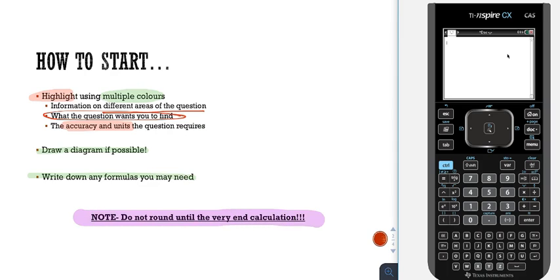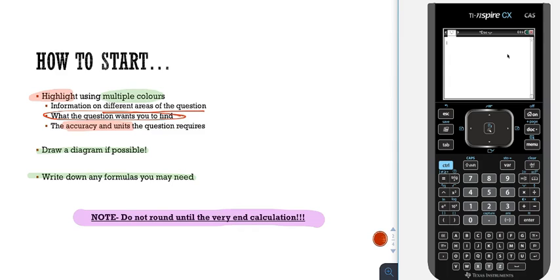Please note this bottom point. Do not round until the very end calculation. If you're doing a calculation or multiple calculations where you're using prior working, you need to use exact values, no rounding, until the very end. The only time you round in a calculation is when you're actually red boxing an answer on the page.